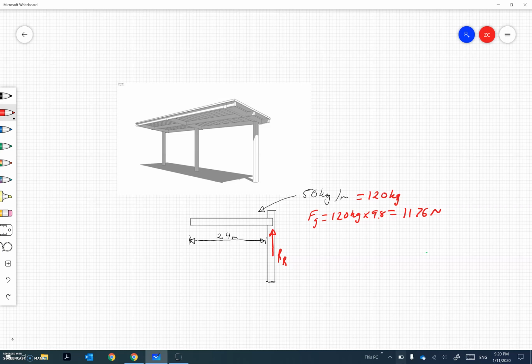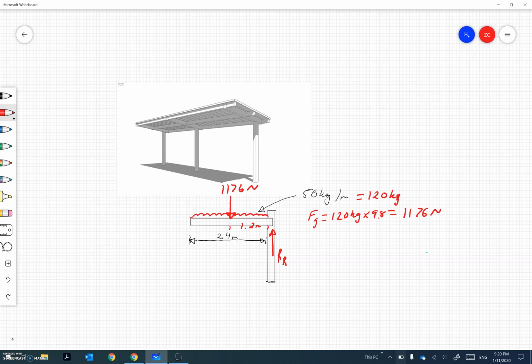So when you're considering a whole beam, a special thing to consider is that the mass is centered over the center of the beam. That's where you place the force due to the mass. So what it's saying is that the mass is equally spread across the beam, and that's where we place in 1,176 newtons in this example. So our distance is 1.2 meters in.